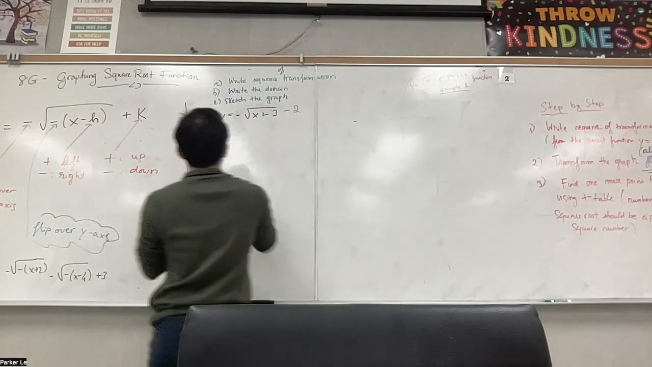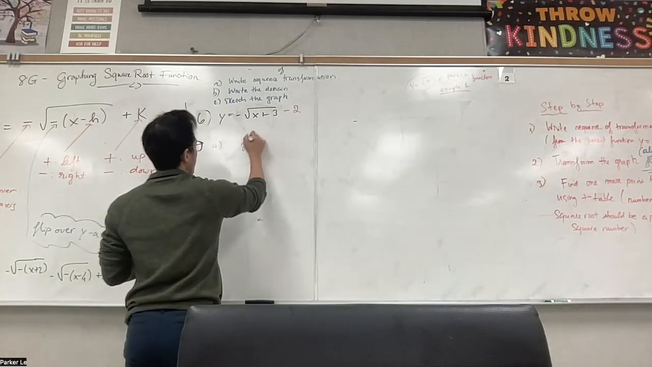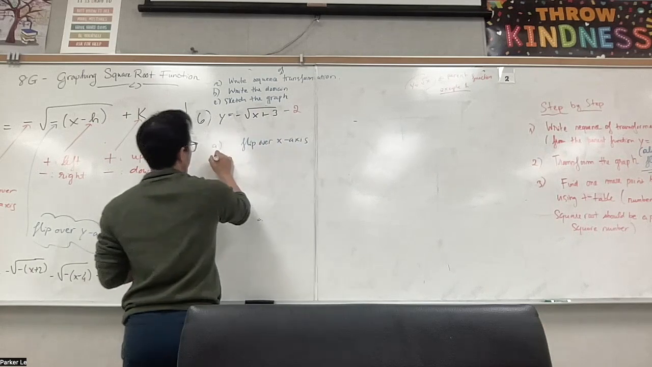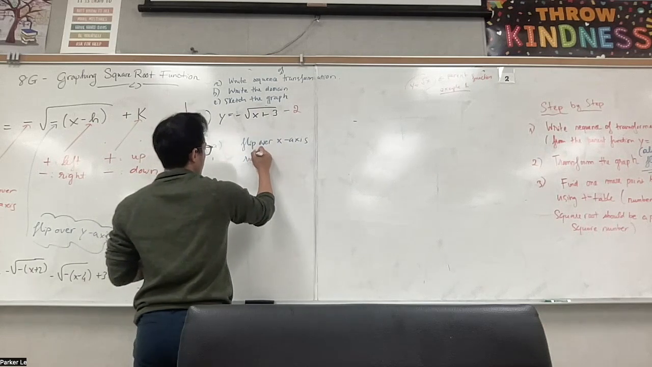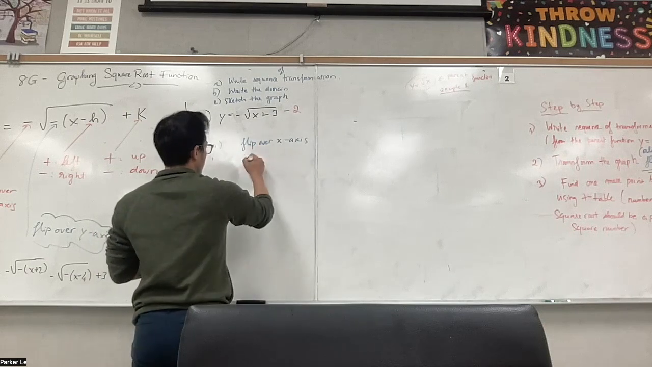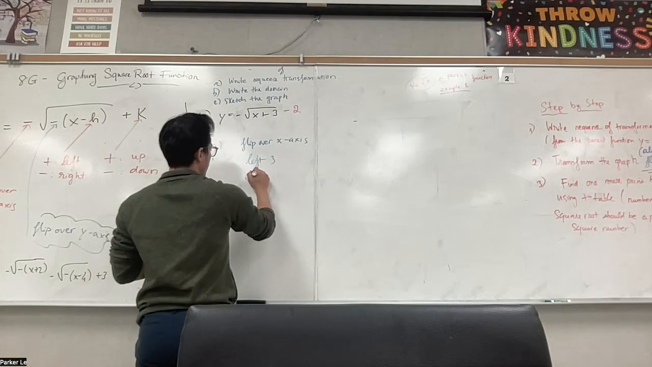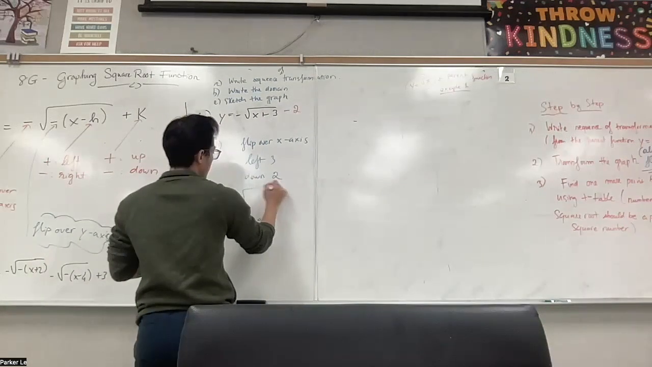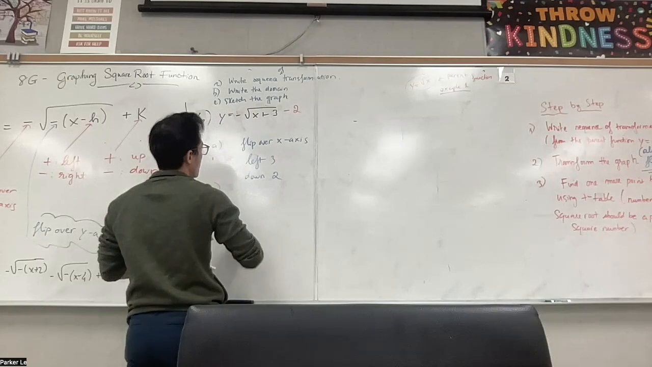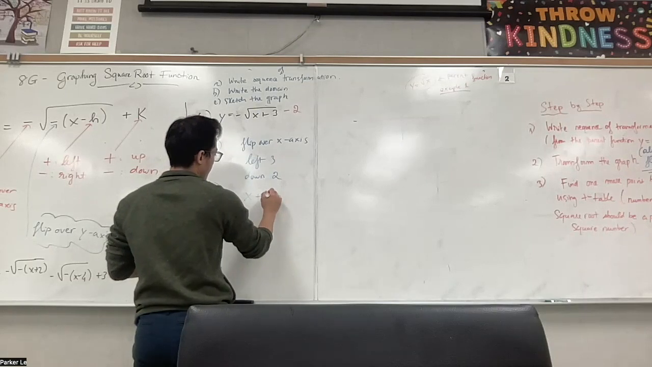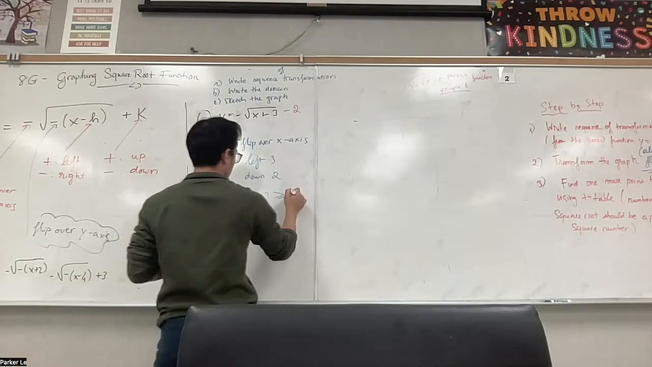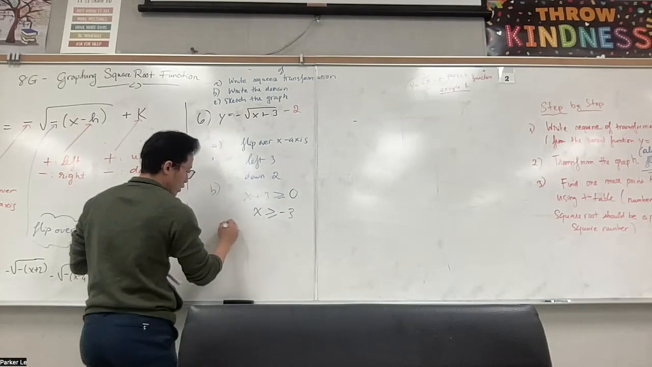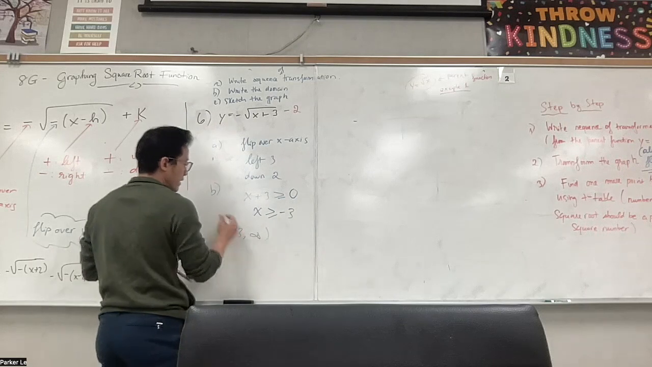So, okay, I can erase it. So flip over x-axis. We haven't finished this. And then left 3, down 2. Okay, domain, what is domain? X larger than or equal to, it's similar to a symbol 3, I think. So the domain is -3 to the positive infinity.